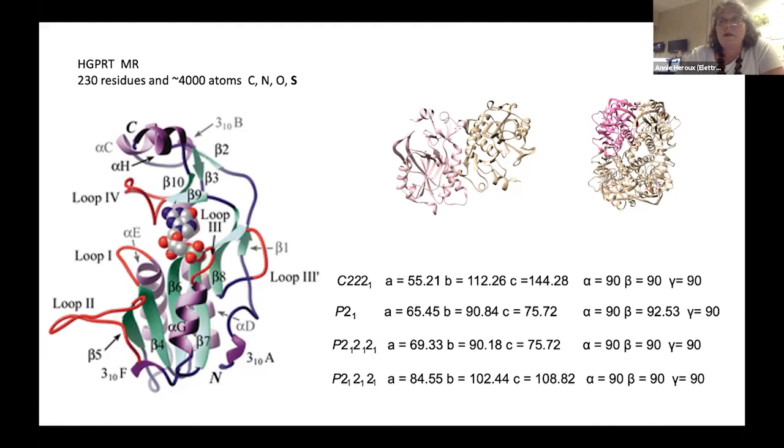But on the other hand, if you have crystals and you soak them and you do something and you get the same cell parameters, same space group, then you don't need to solve. It's already solved. You can move on and make different maps.